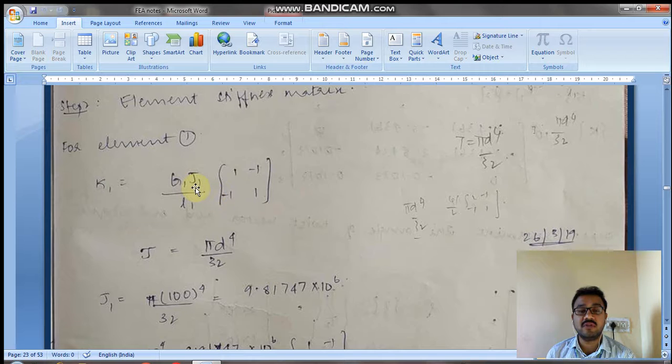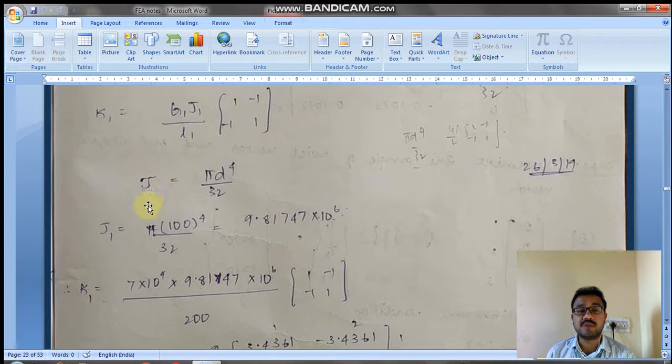The one thing that will change is J, which is the polar moment of inertia. For the circular cross section, the formula is pi d power 4 by 32. Since we are talking about shafts, for most problems the cross section will be a circle. So the polar moment of inertia formula will be pi d power 4 by 32. I'll substitute the first element diameter, which is 100 mm. So it is pi times 100 power 4 divided by 32. After simplification, I get 9.81747 into 10 power 6.